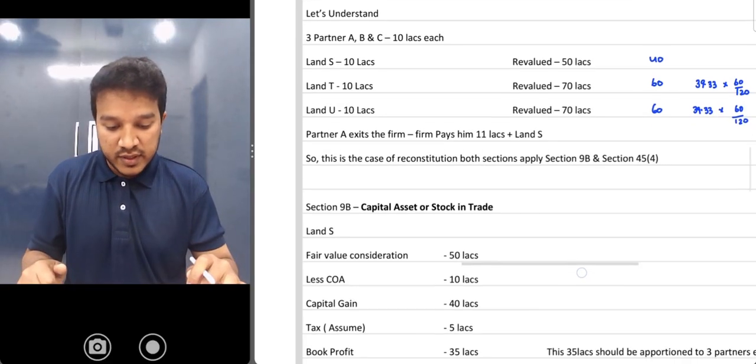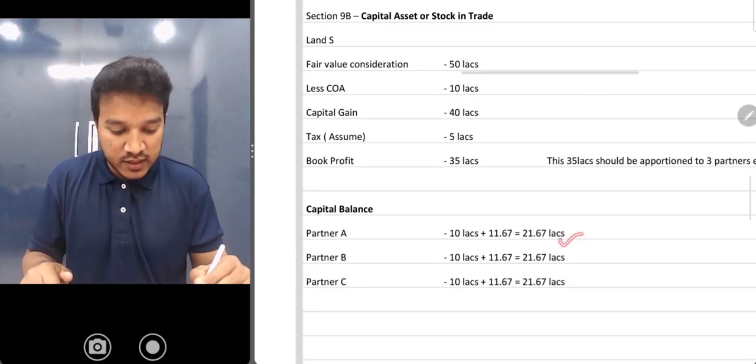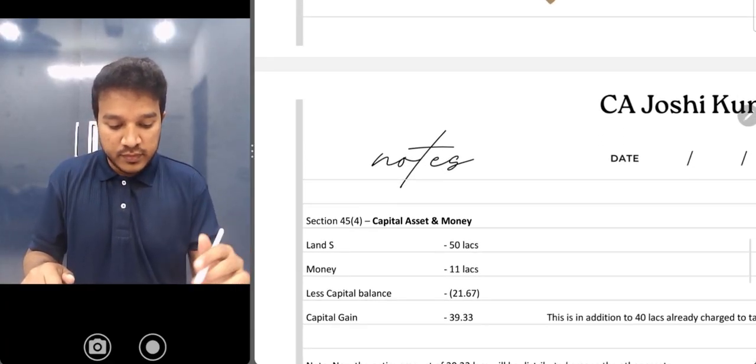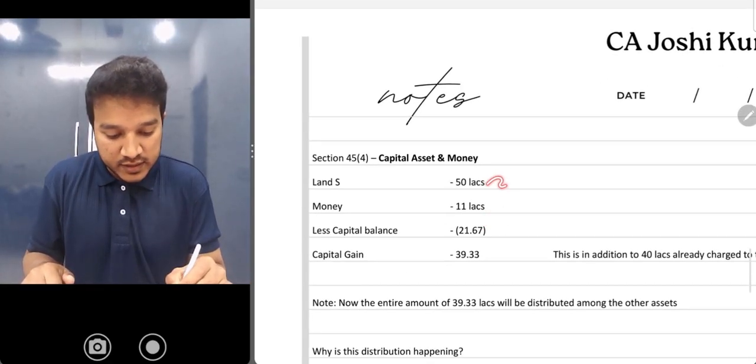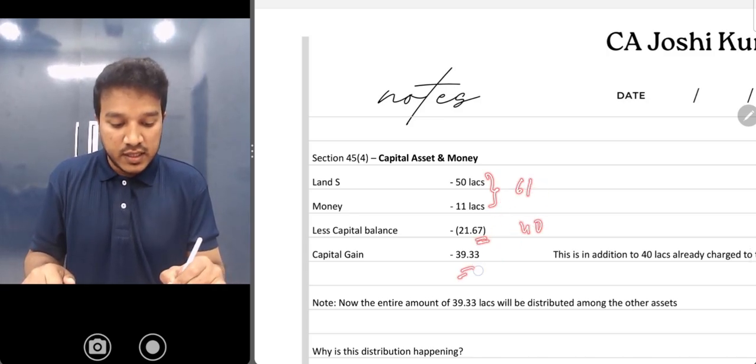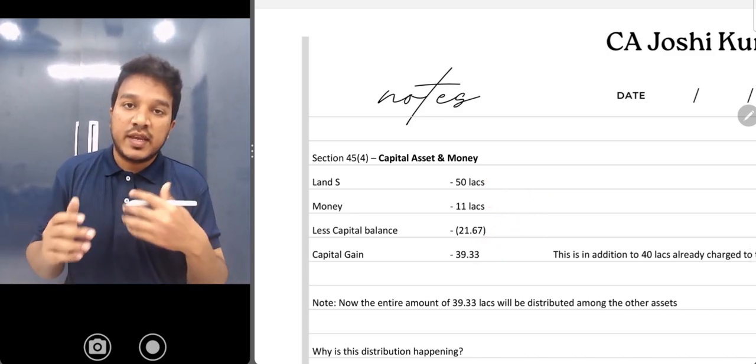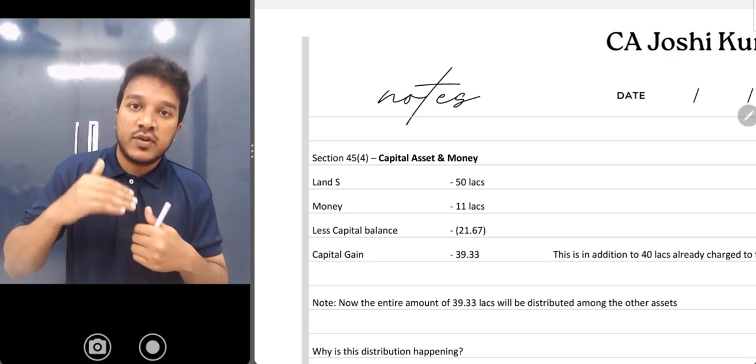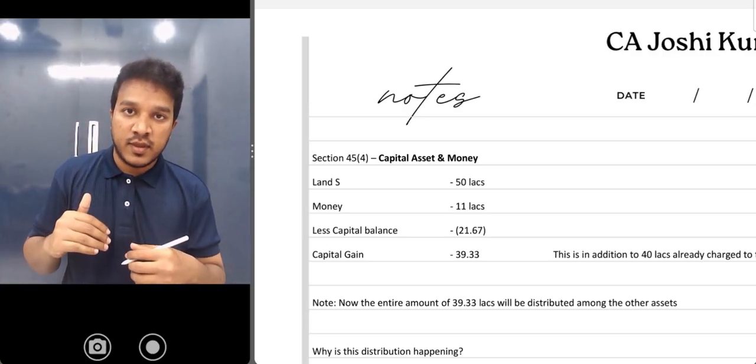So that is the reason even if his capital balance is 21 lakhs, they are paying him an excess amount. Okay, they are paying him an excess amount. His is 21, yet they are paying 61, almost 40 lakhs more. They are paying 40 lakhs more. What is that for? For appreciation in the value of the assets. Understood?